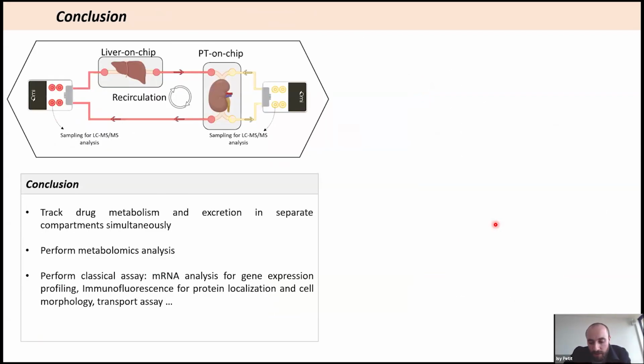And this is done thanks to the Omi setup that helps us to track drug metabolism and excretion in separated compartments. We can also perform metabolomic analysis. And well, I didn't really show that, but we can perform classical assays, mRNA, immunolabeling, and we have shown that in the application note.